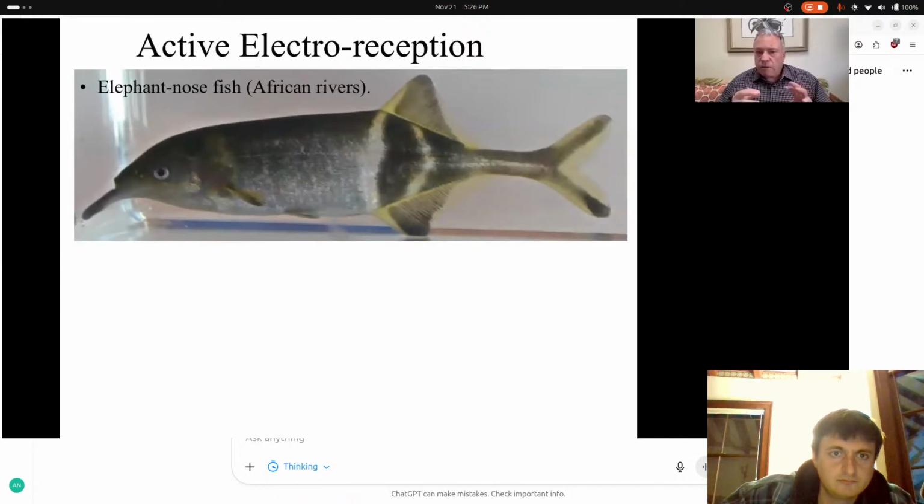So in the case of the platypus, the shark, and the lungfish are all doing passive electroreception. Right? They're detecting electrical fields created by their prey.